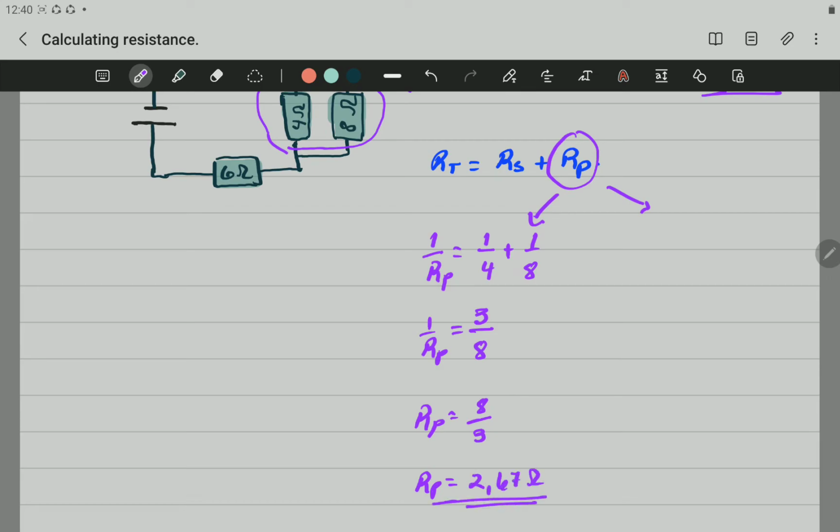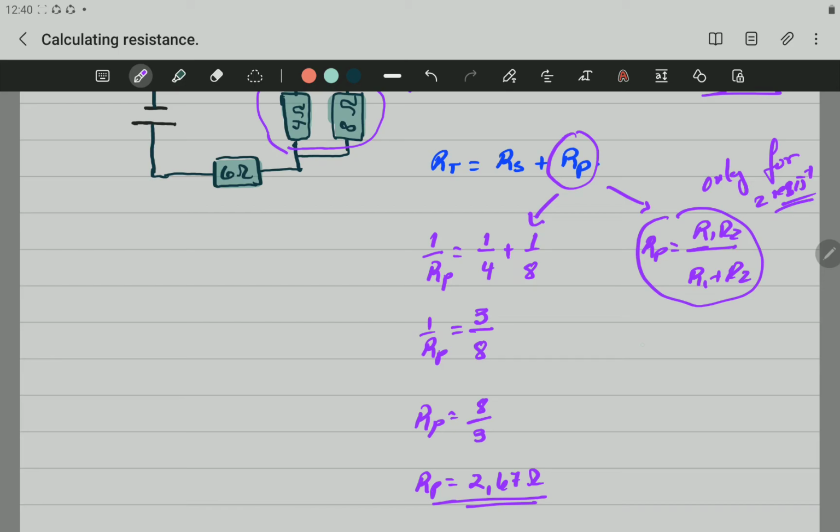ohm. That is Rp. Option 2, you can say that Rp is equal to the product of R1 and R2 divided by R1 plus R2. Remember, this one is only for two resistors. Okay, so here Rp will be equal to R1, which is 4, times 8 divided by 4 plus 8, and the answer is going to be 2.67 ohm. So you can use either one.